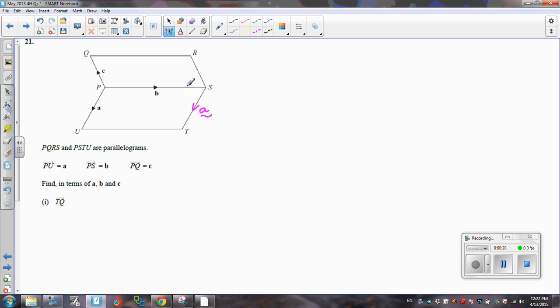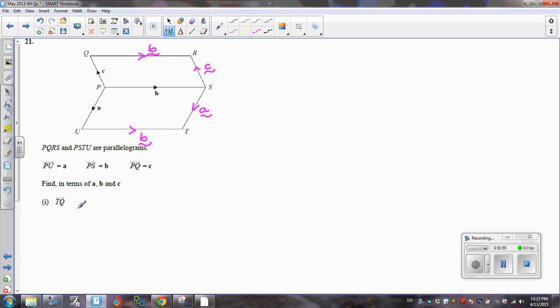Now vector B is this one from P to S. Again, we're told that this is a parallelogram, so QR will be parallel to PS and the same length, so this is also vector B. And for the same reason, over here, we also have vector B. Vector C goes from P to Q. Again, this is a parallelogram, so S to R will be the same vector because it's parallel and the same length, so there we have vector C.